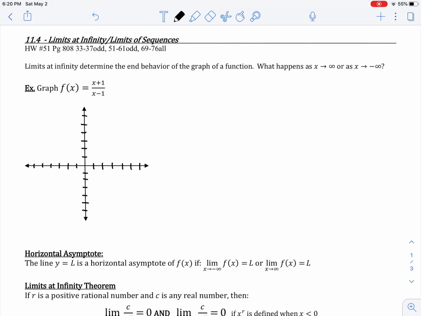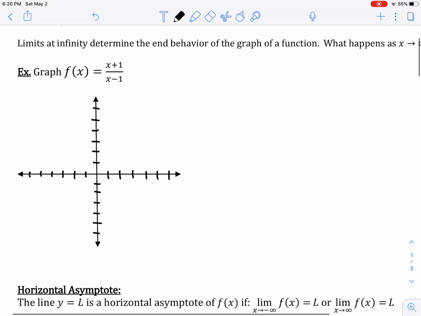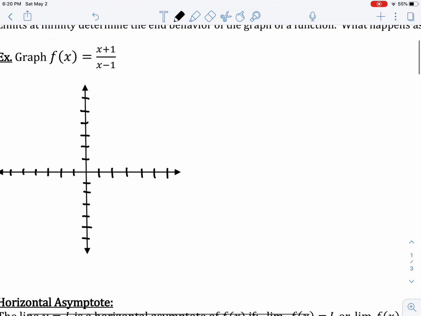So in this video, we're going to discuss limits at infinity, which is really just answering the question, can a limit exist as x approaches positive or negative infinity? And the answer is sometimes yes. So let's take a look at one particular case. Here we have just some rational function.